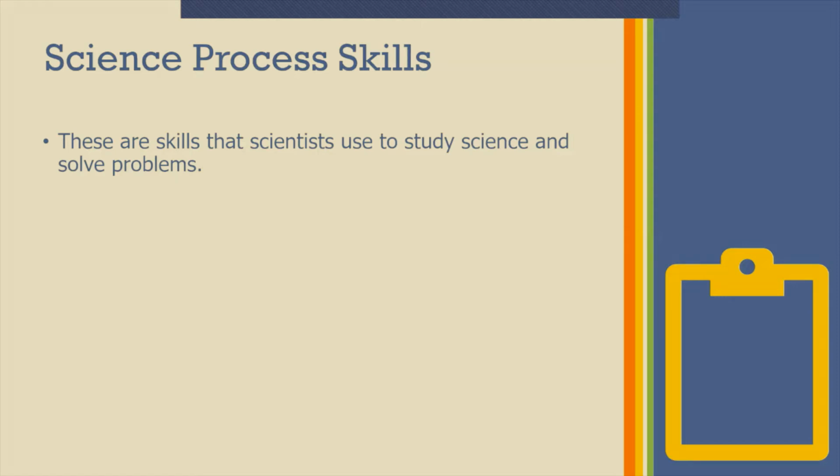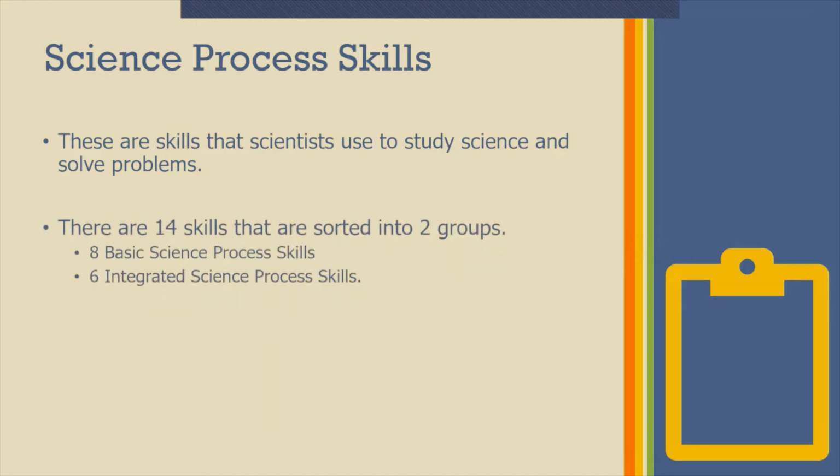What are science process skills? These are skills that scientists use to study science and solve problems. There are 14 skills that are sorted into 2 groups, 8 basic and 6 integrated science process skills.